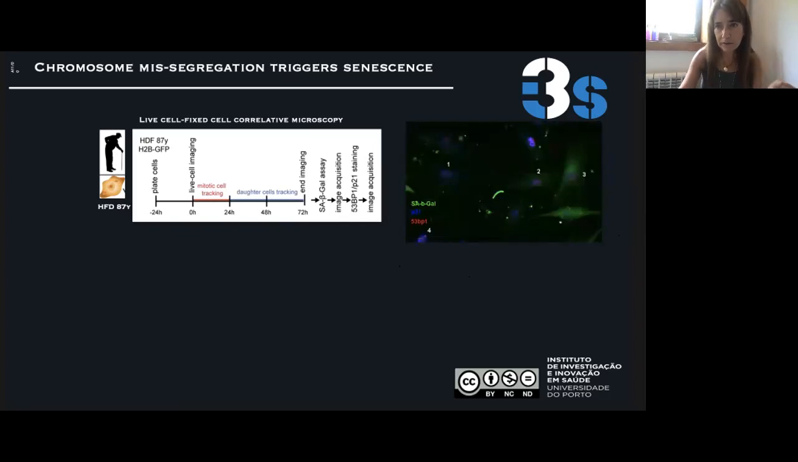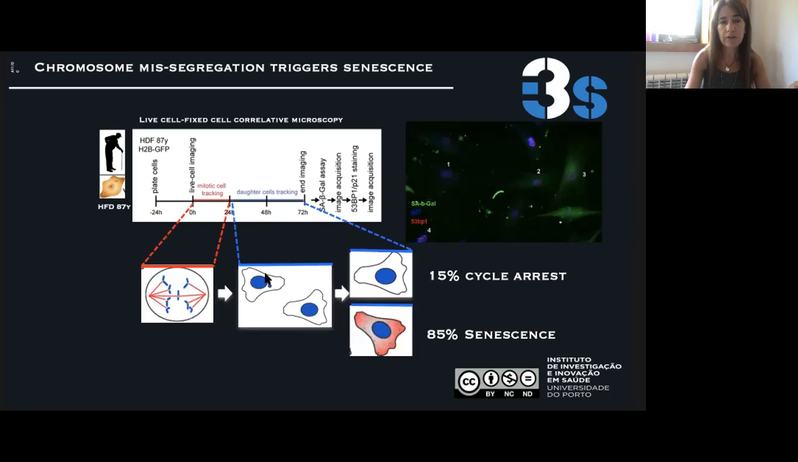When quantifying all the cells in which we saw missegregation events, we noticed that all the daughter cells arrest in the cell cycle, and 85% of the cells actually become positive for the senescent markers. So in this way, we could show directly that cells that missegregate chromosomes generate an ultimate trigger to become permanently arrested in the cell cycle and generate the senescent phenotypes.